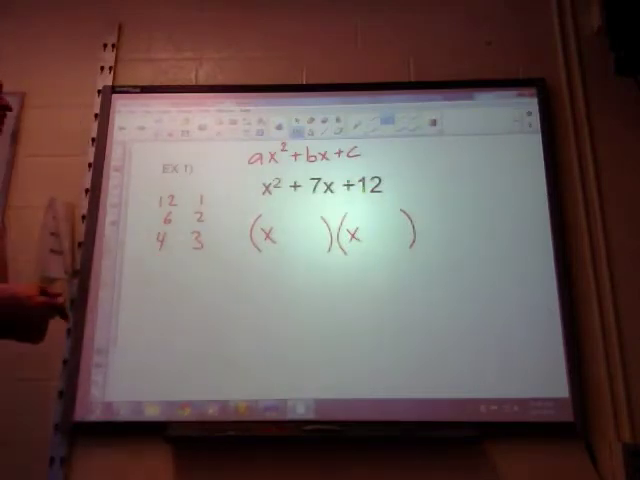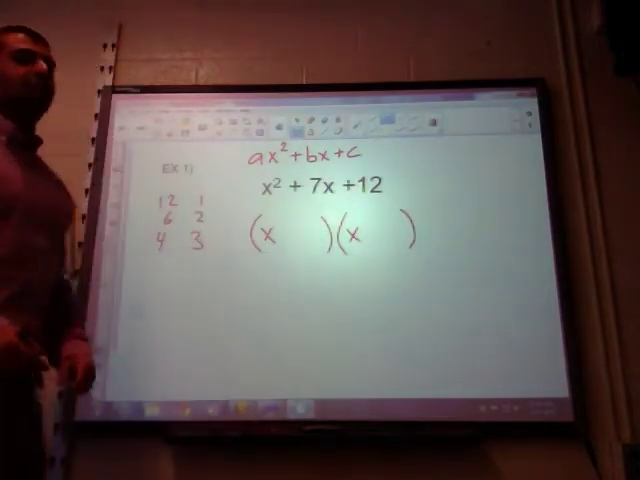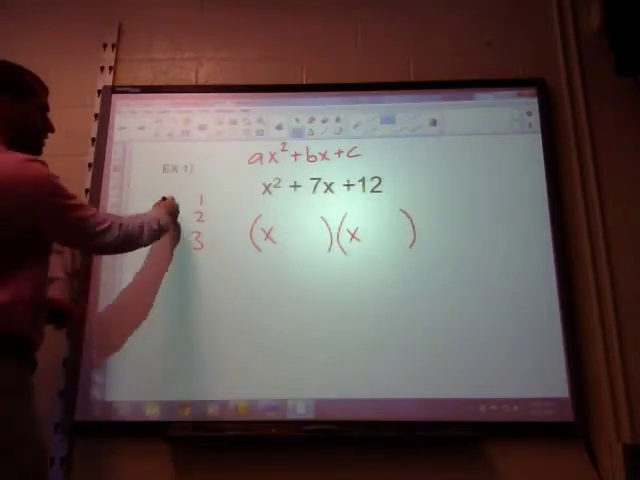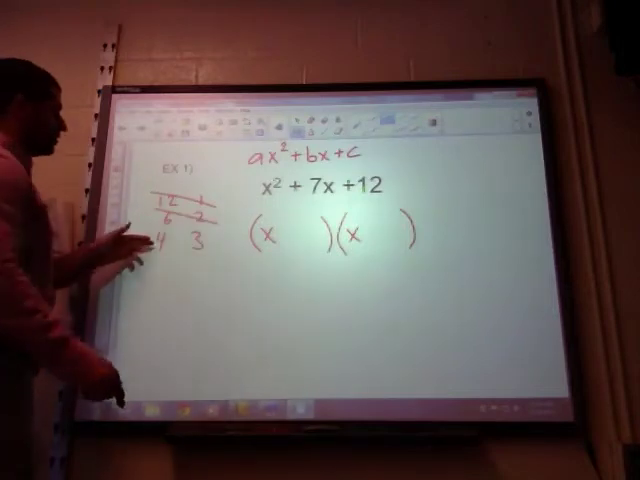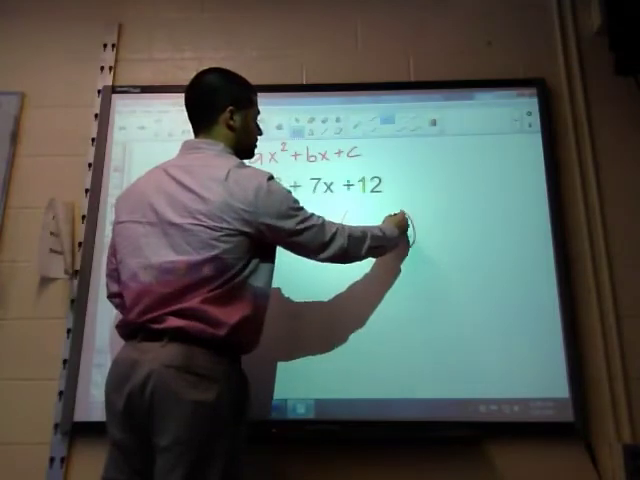So let's see, we need these factors not only to multiply to 12, but also add to the 7 in the middle. So 12 and 1, they multiply to 12, but they add to 13. So this is out. 6 and 2, they multiply to 12, but add to 8, so they're out. So it's really 4 and 3. So it's x plus 4, x plus 3.